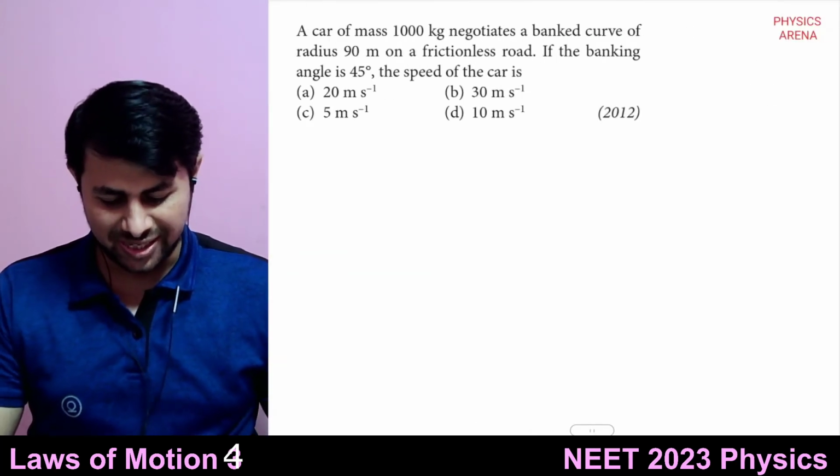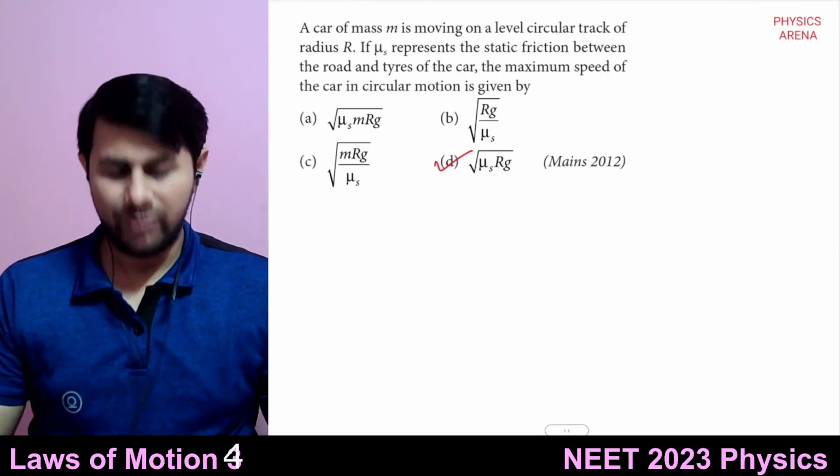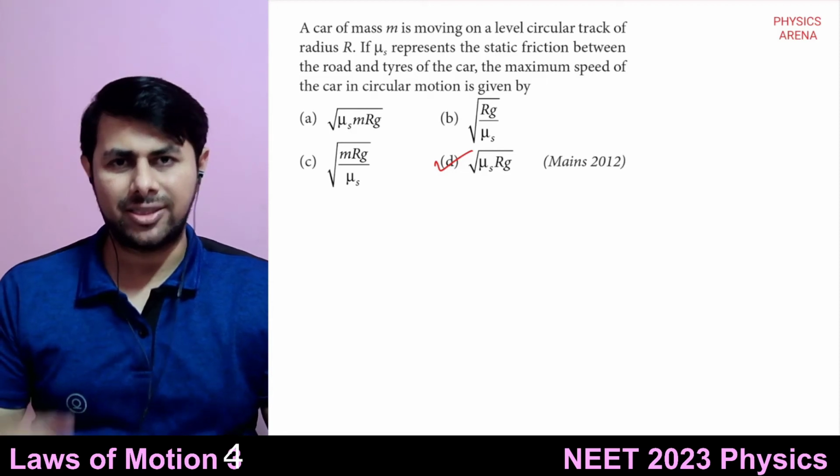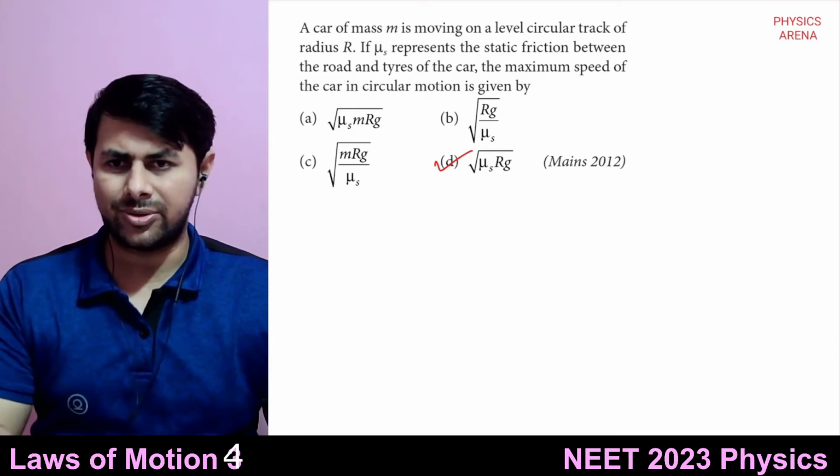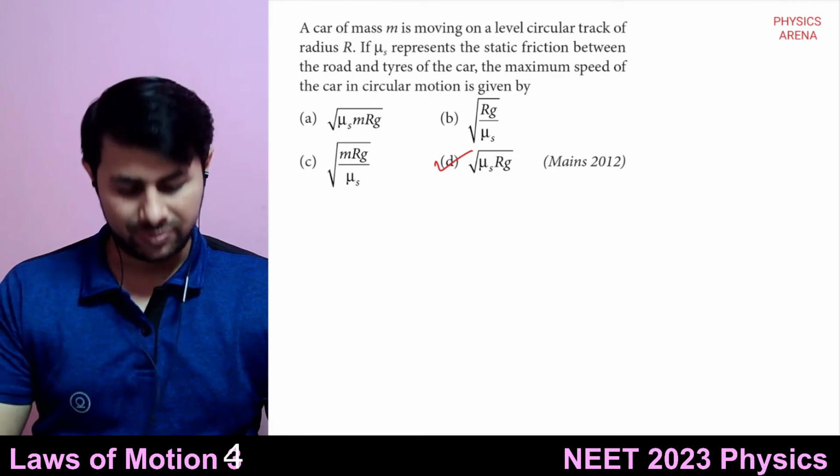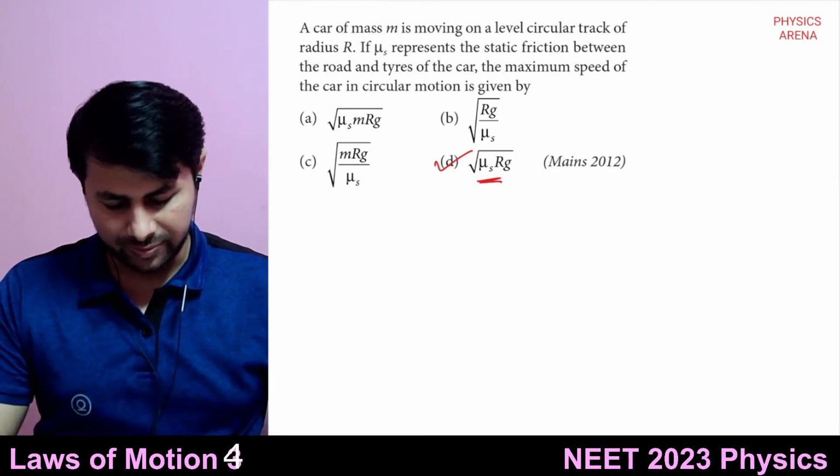So they should ask this type of questions. We have found this: the maximum safe speed on a horizontal curved road is square root of mu r g. Okay, so that's what it is.